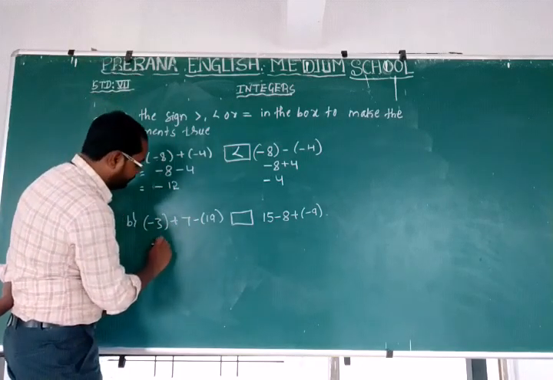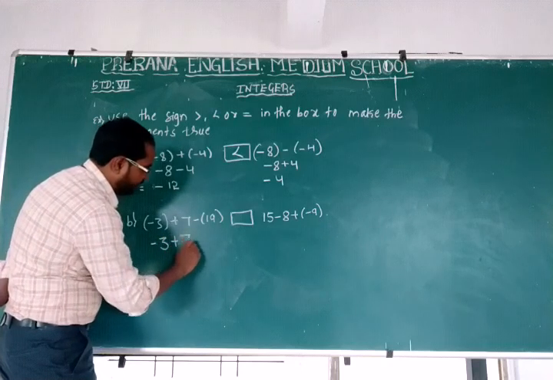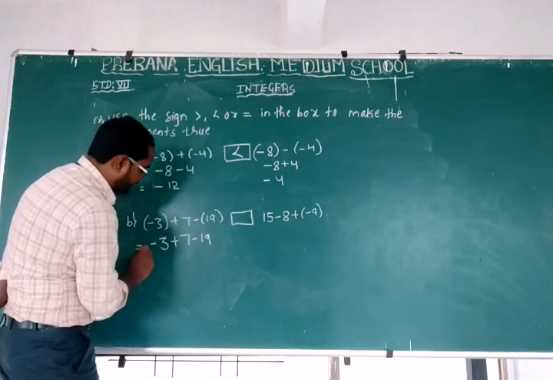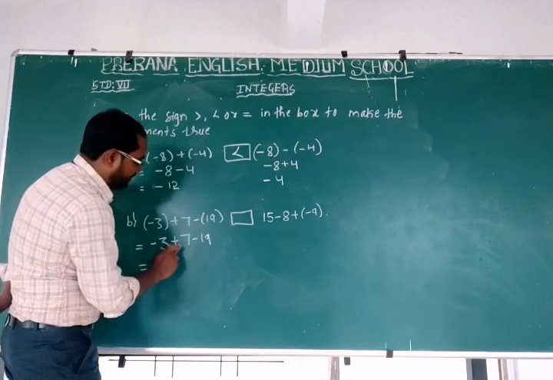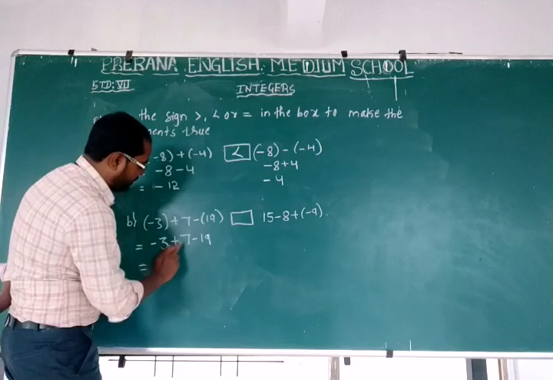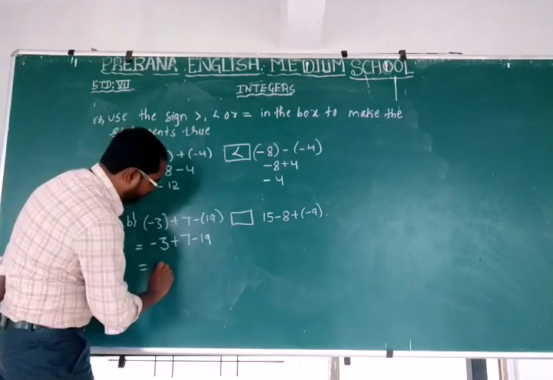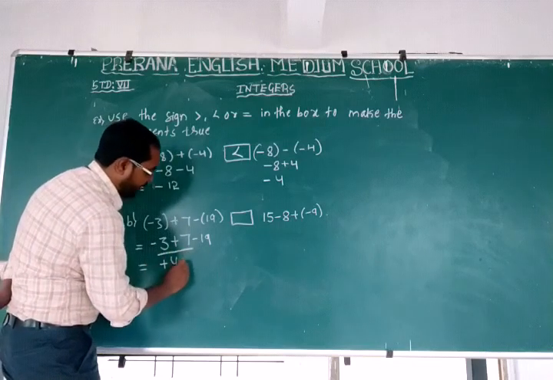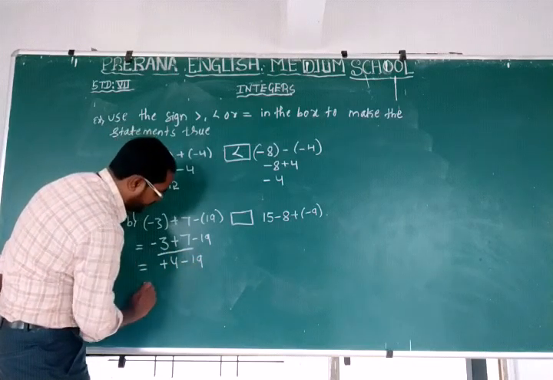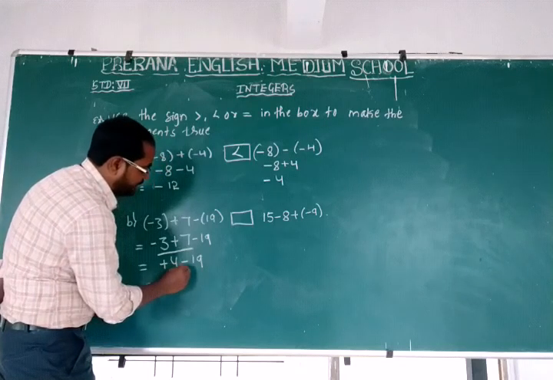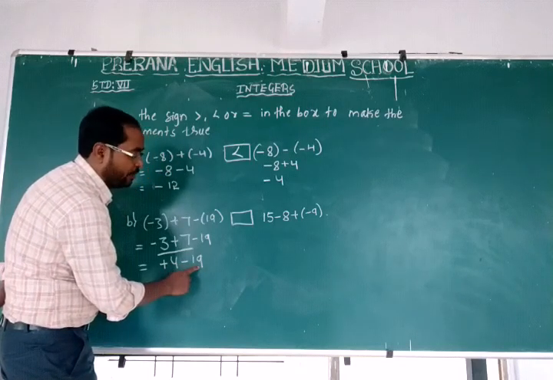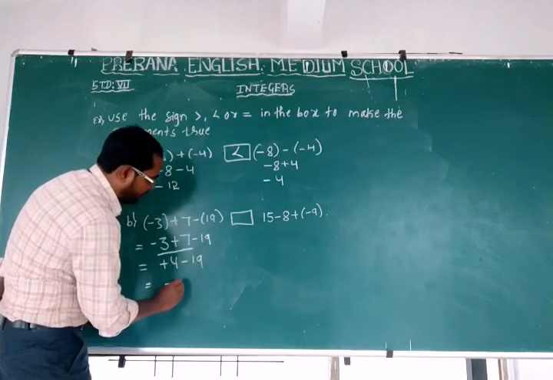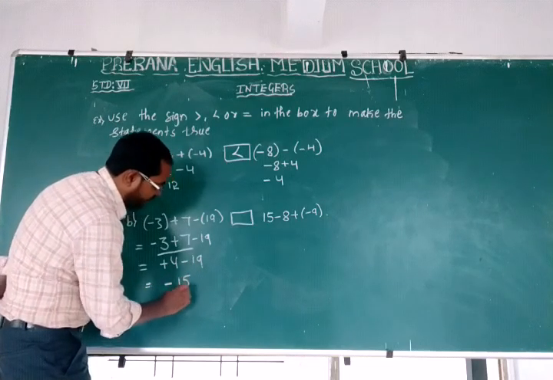Minus 3 plus 7 plus into minus minus 19. So add this. Minus 3 plus 7 will be plus 4, because when you add this. Next, minus 19 right as it is. Here plus and minus. 19 is a greater number and it has a minus sign, right, minus. 19 minus 4 will be how much? 15. So the answer is minus 15.